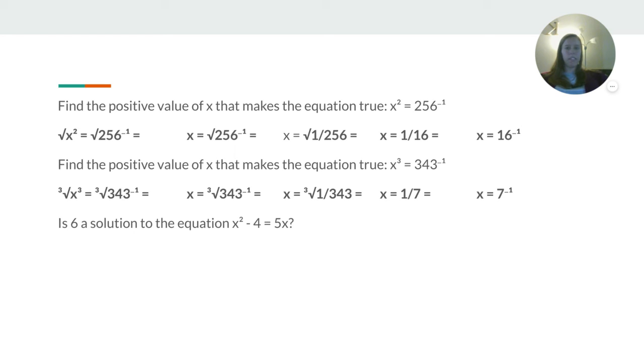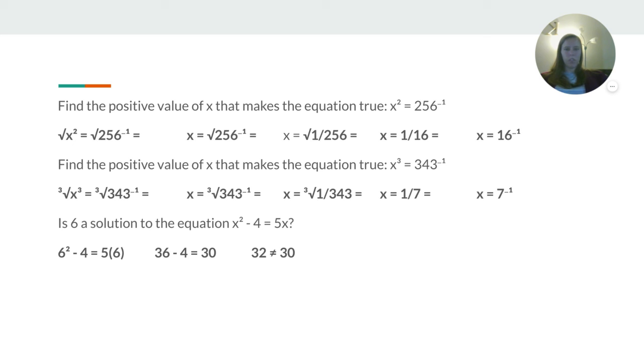So now a cube is similar. You do the same steps, but what times what times what equals 343? In this case, it's 7. Now the last question: is 6 a solution to the equation x squared minus 4 equals 5x? We plug it in. 6 squared is 36, minus 4 is 32. 5 times 6 is 30. 32 does not equal 30, so 6 is not a solution.